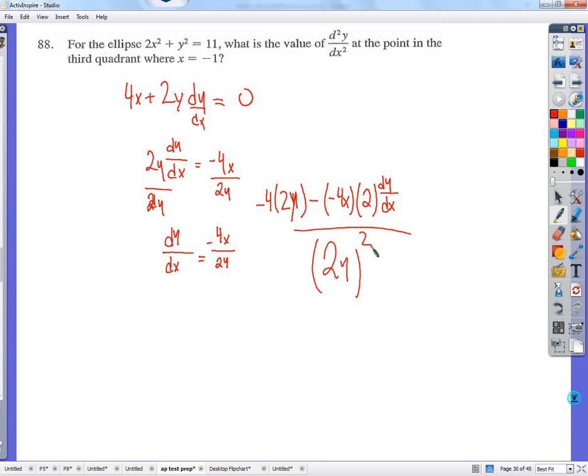Now, you got that dy/dx there. And then I put that in there. Same thing? That is dy/dx. Smart. There you go. So that doesn't what? Drop that right into place of dy/dx.